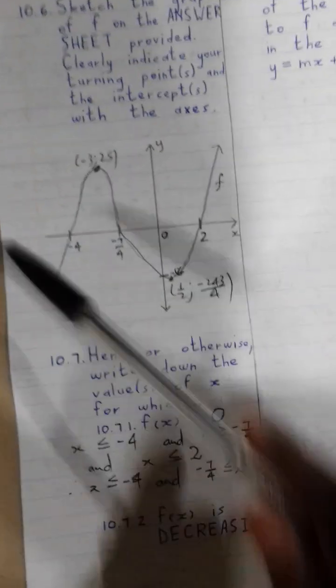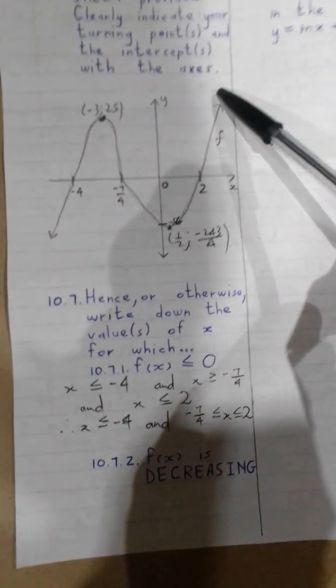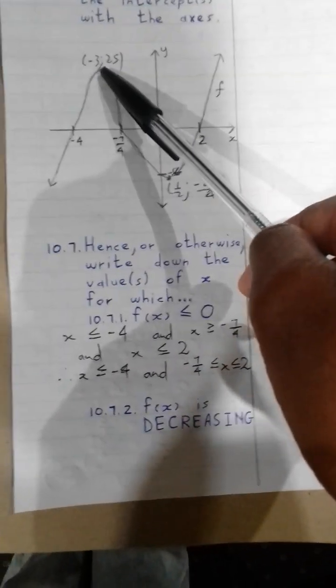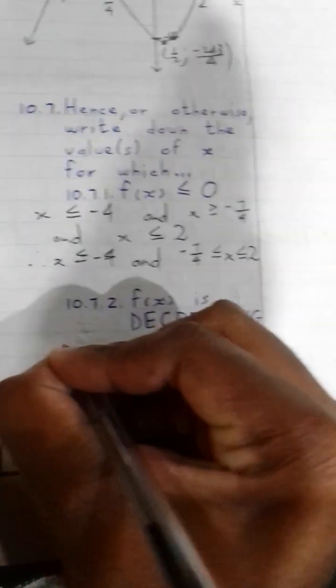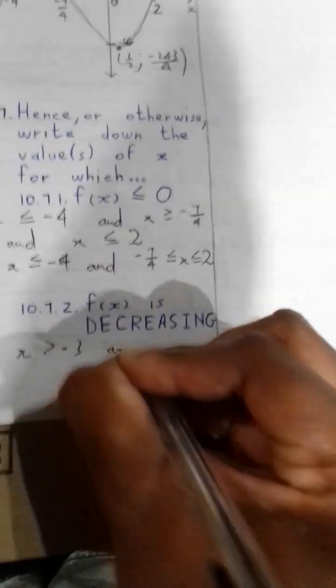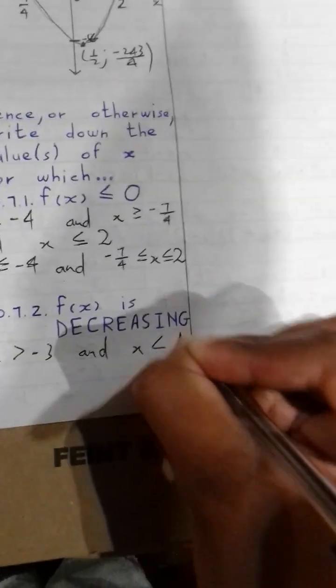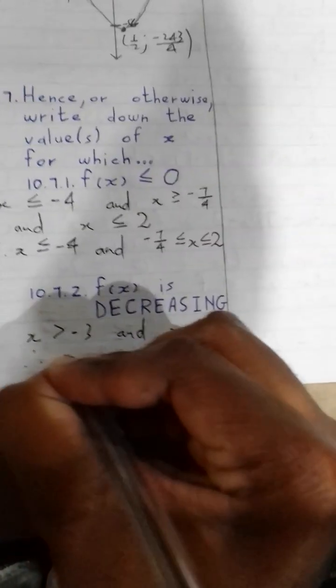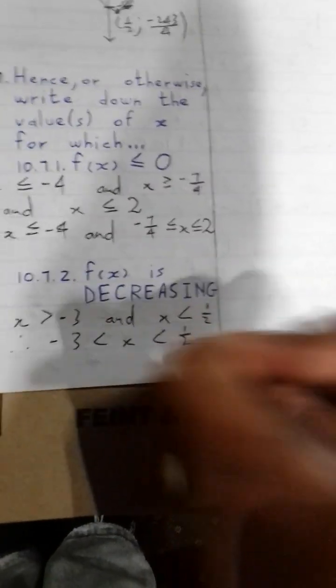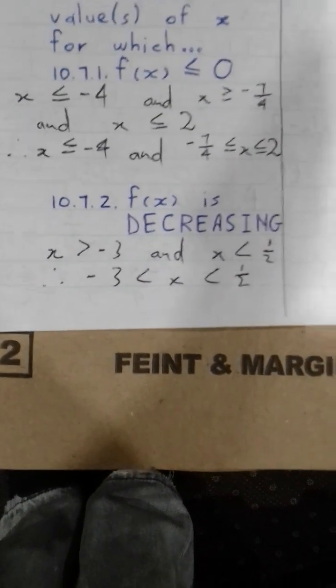10.7.2, write down the values of x for which f of x is decreasing. Remember we said the shape is up, down, up. So the down component, x is greater than negative 3, x is less than half. Final answer, negative 3 less than x less than half. Okay, hope that is clear and I hope that makes sense.